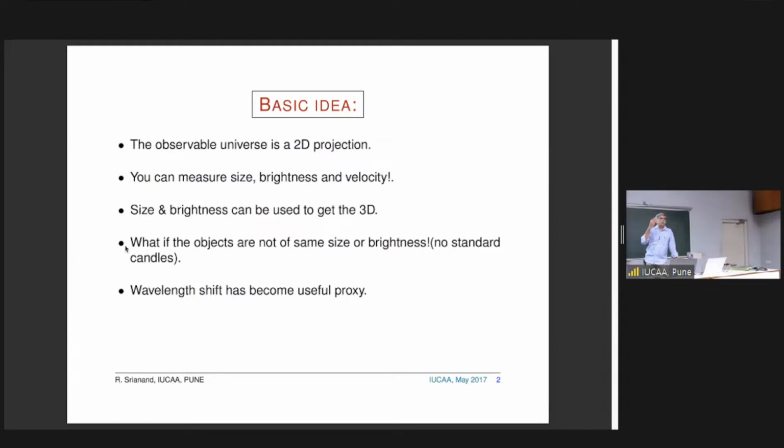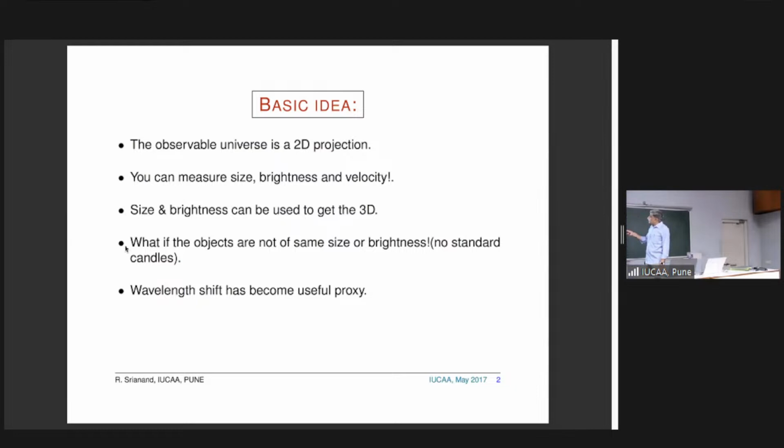When the object is moving towards you, what will happen to the wavelength? Wavelength will shift towards blue or red? Blue. So you know that. So the first thing is that you can take a picture. Picture will give you these two quantities. You can take a spectrum. Spectrum will give you the velocity. These are the measurements one can do.